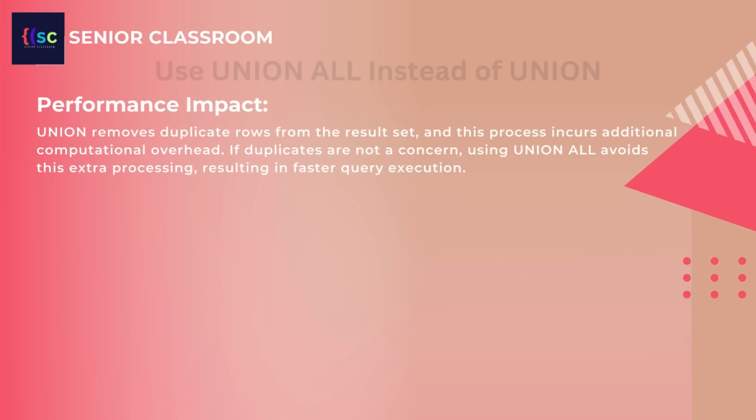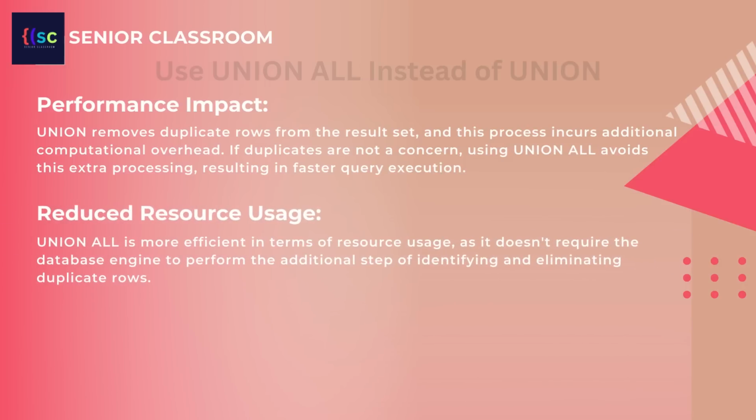Key considerations are: performance impact. UNION removes duplicate rows from the result set, and this process incurs additional computational overhead. If duplicates are not a concern, using UNION ALL avoids this extra processing, resulting in faster query execution. Reduced resource usage. UNION ALL is more efficient in terms of resource usage as it doesn't require the database engine to perform the additional step of identifying and eliminating duplicate rows.